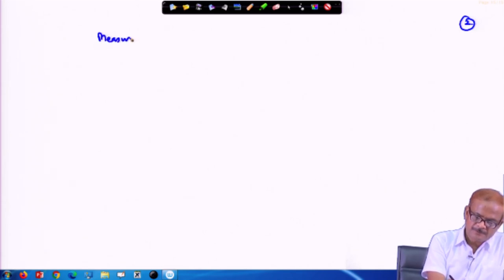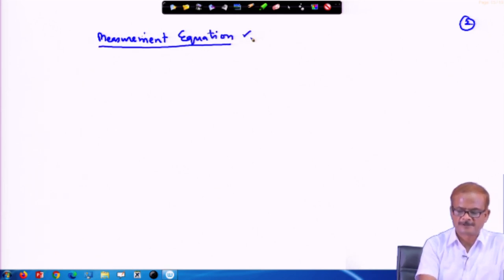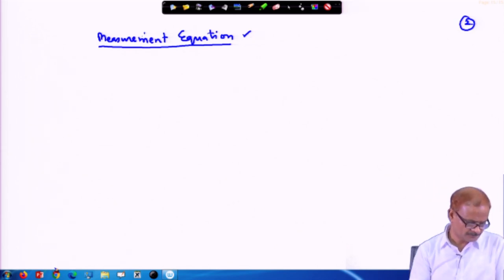We have to get the measurement equations. This we have not done. The measurement equation is required, and its linearization is also required. So, how do we get all of them?